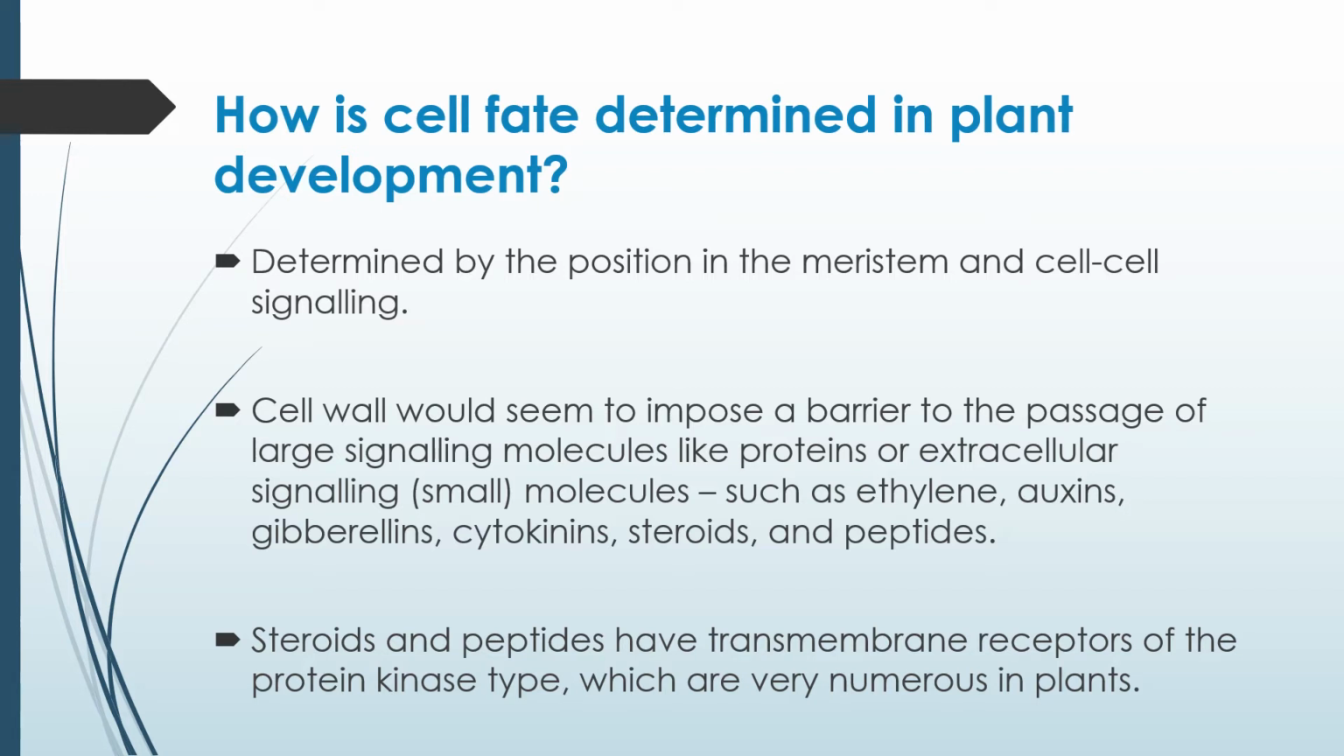So the cell wall would seem to impose a barrier to the passage of the large signaling molecules like proteins or extracellular signaling molecules. Ito yung mga tinatawag natin na small molecules or more likely hormones that actually help when it comes to the development of plants like ethylene, auxins, gibberellins, cytokinins, steroids, and peptides. Okay? So, yan yung minsan ng mga hormones na responsible for their growth.